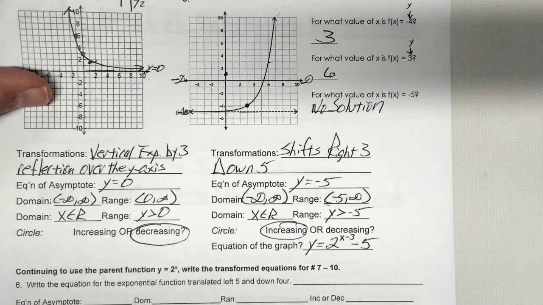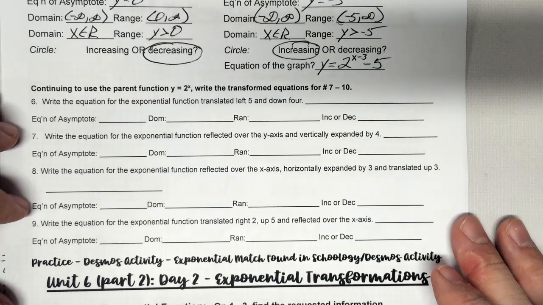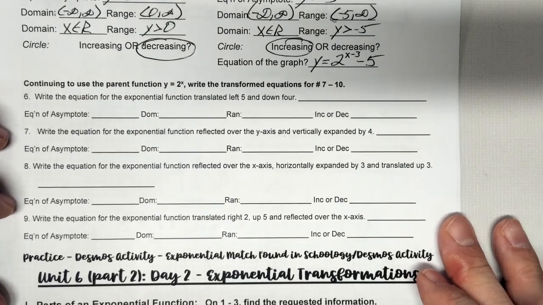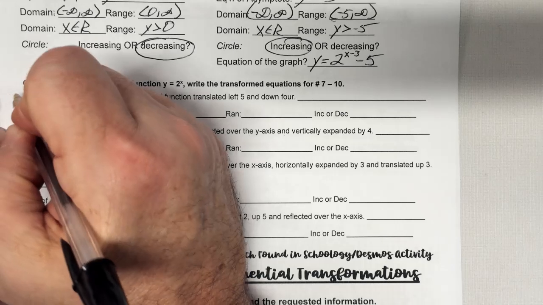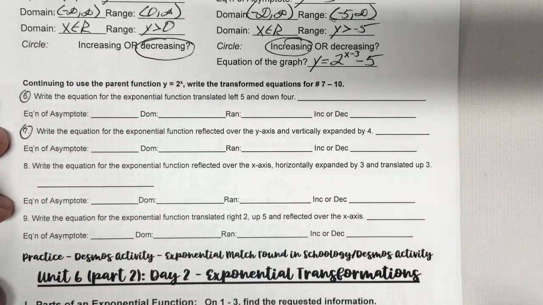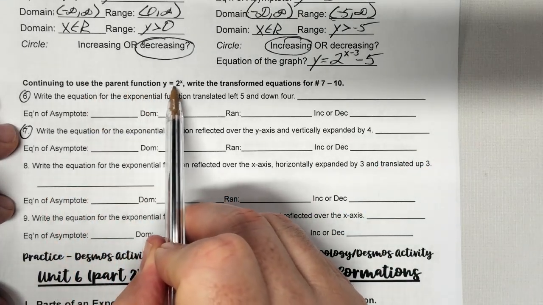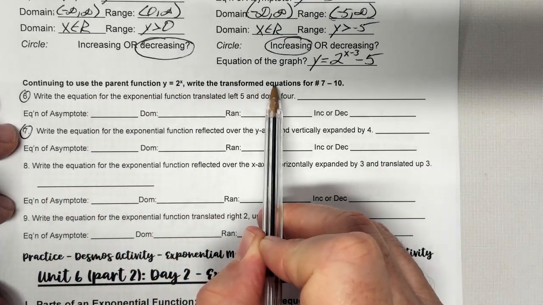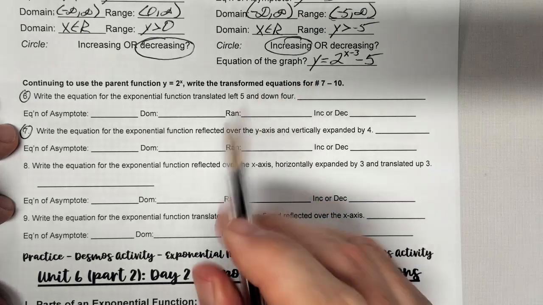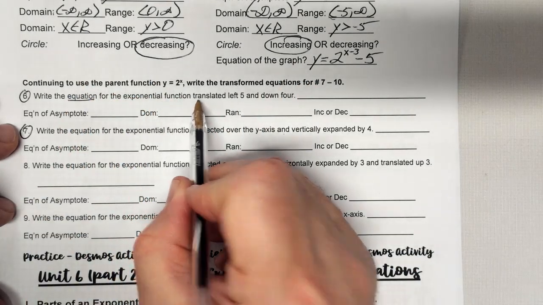All right. So now let's finish. We'll knock out a couple of these here. All right, so let's look at number 6 and number 7, and then I'll let you do 8 and 9. So we have our parent function y is equal to 2 to the x. Write the equation for the exponential function.